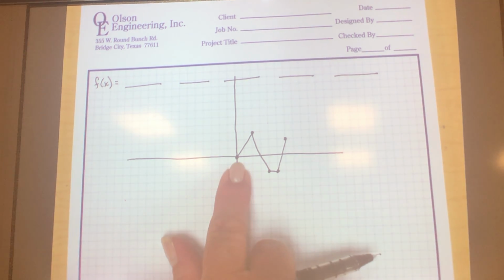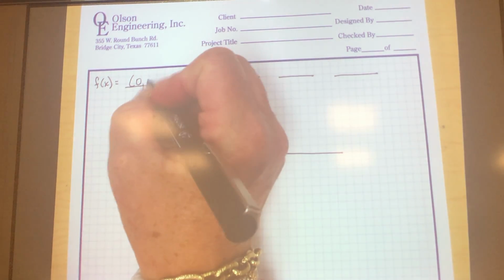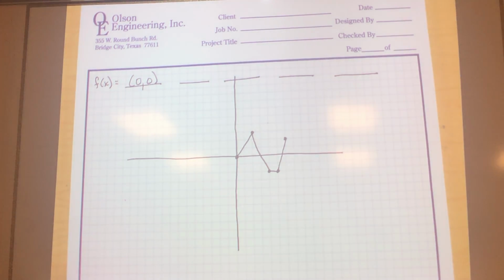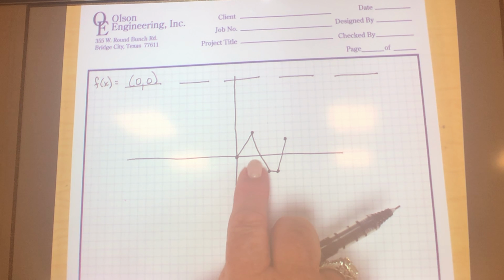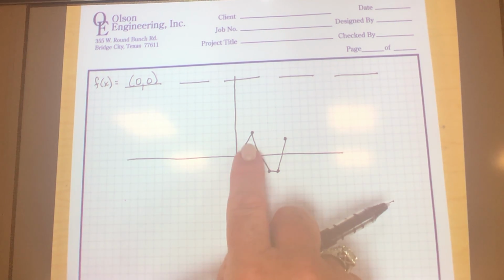All right, so what's this point right here? 0, 0. Good job. See, this is not difficult, is it? Okay, what about this point right here? 2, 3. Went right 2, up 3.